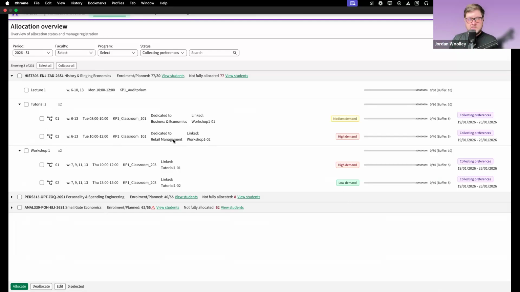This one's only for retail management students. So we can tell that the demand is high or low because that's how many students we have from that cohort. It's because that cohort is quite popular. Great, that's easy.